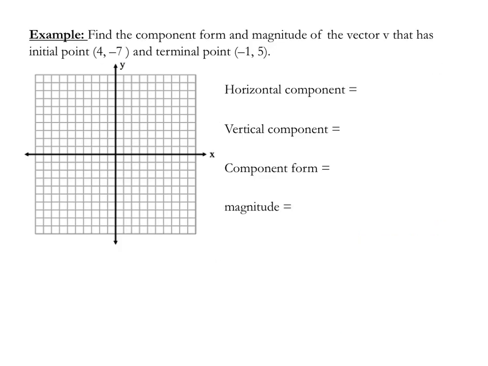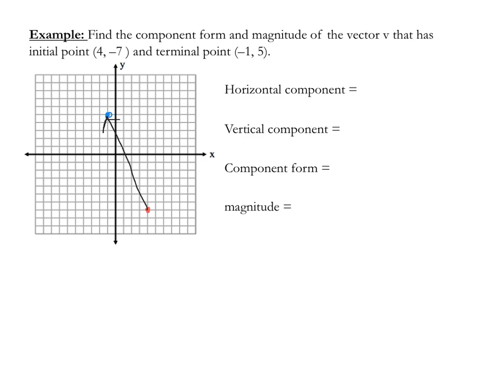So here is another example. This one is not starting at the origin. So our vector is going to have an initial point of over 4, down -7. 1, 2, 3, 4, 5, 6, 7. And over -1, up 5. So this is our vector right now. It's starting here and going to that point.